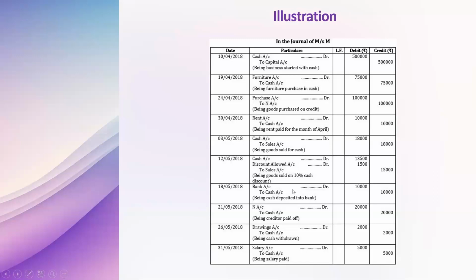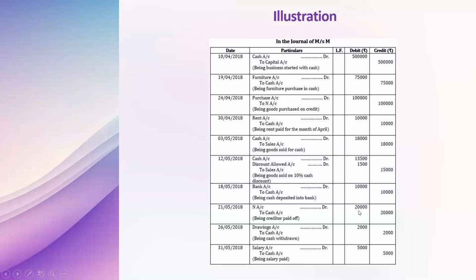And then the bank account, that is cash deposited into the bank. Here the bank is considered as debtor, and the company, from a cash point of view, is considered as creditor. So 10,000. And then N's account and cash account. Here we have seen that we made the purchase from N, so there is a credit purchase done. So now we are paying back to N.